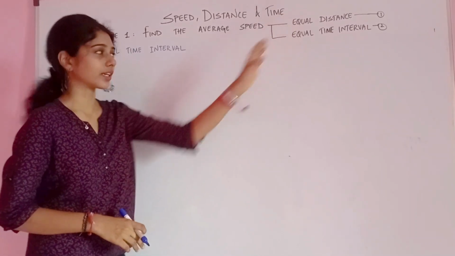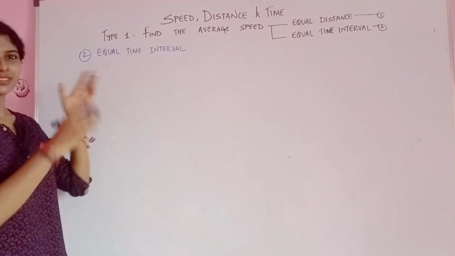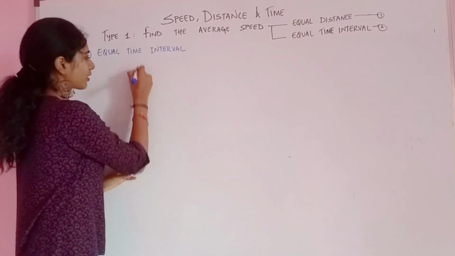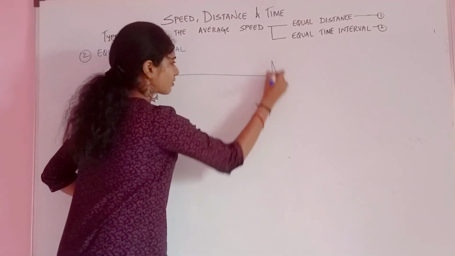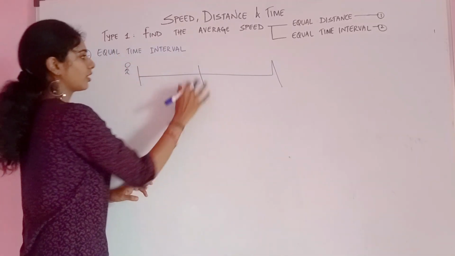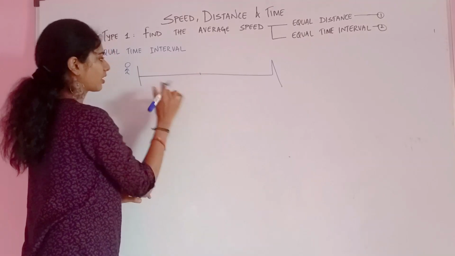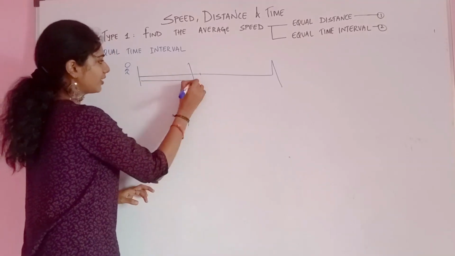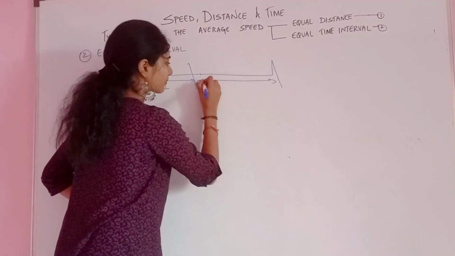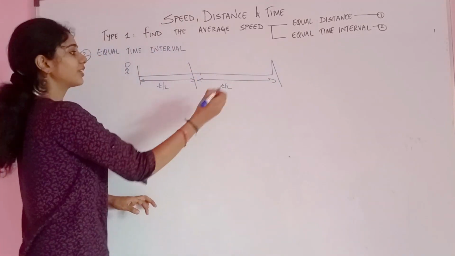Concentrate on the equal time interval, alright? So equal time interval, the name itself is telling us that the time is going to be constant here. Let's understand it with an example. A person is covering equal time intervals, but with different speed.